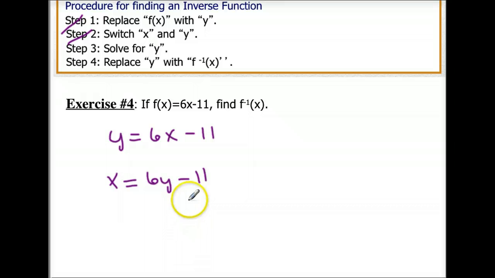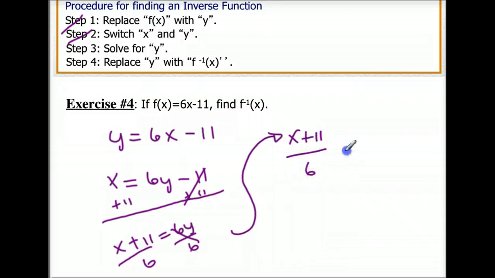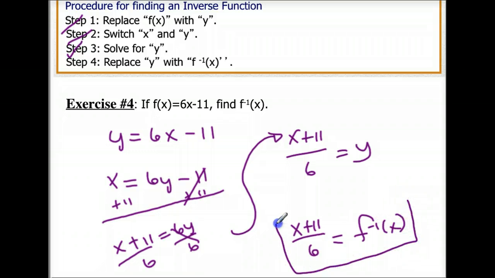So I'm going to add 11 on both sides. This cancels. x plus 11 is equal to 6y. To get y by itself, I'm going to divide by 6. The 6 is canceled. I'm just going to come over here. Let's draw this arrow up here. x plus 11 over 6 is equal to y. Bam. Step 3 is done. And 4 says just replace this with f inverse of x. This becomes x plus 11 over 6 is equal to f inverse of x. And this is my final answer.